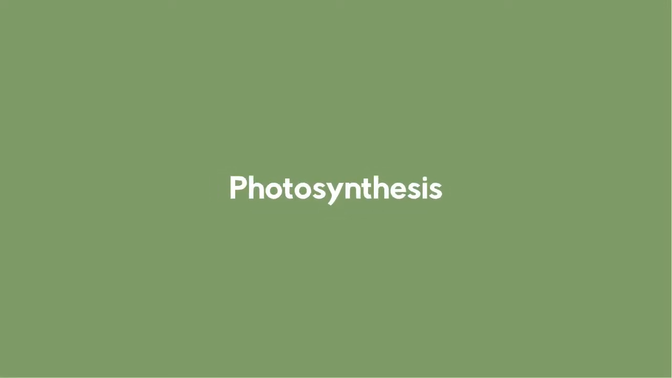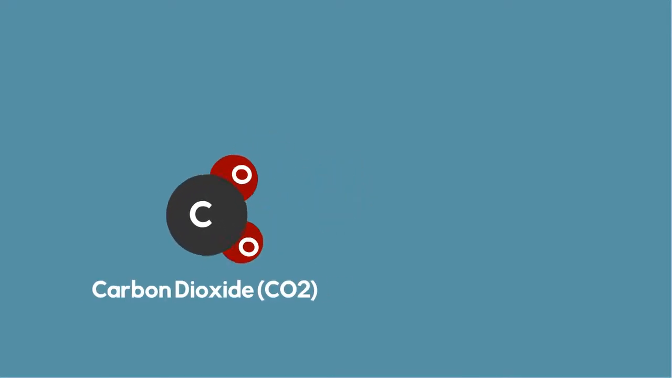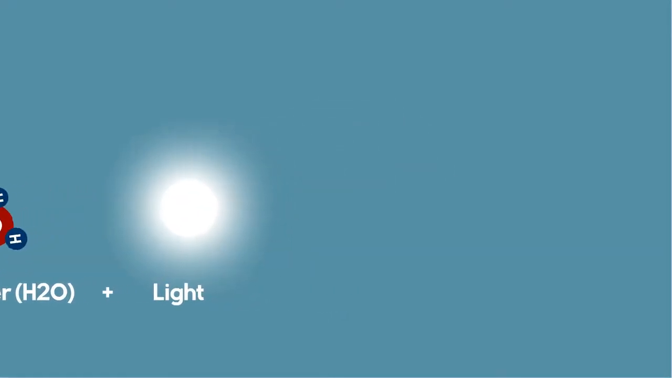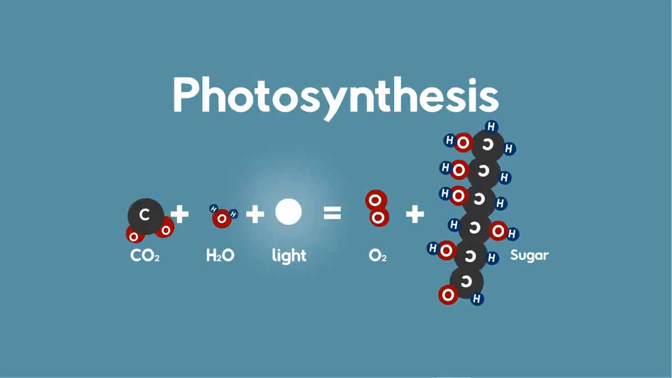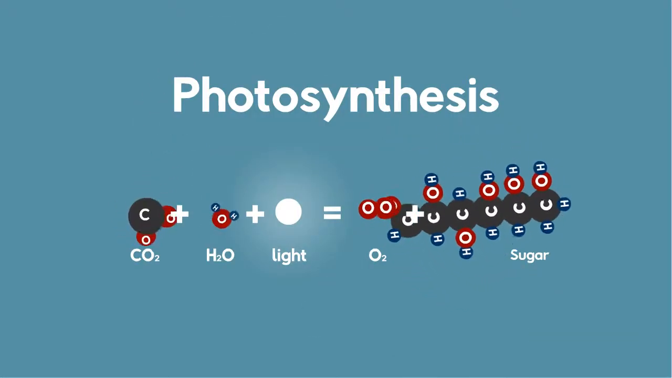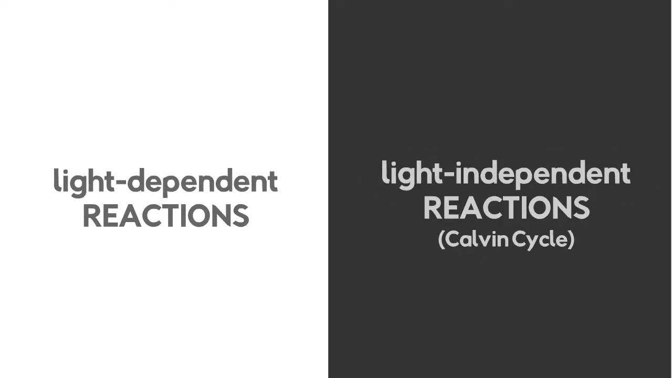Photosynthesis comes from the Greek word phos, which means light, and synthesis, which means putting together. In photosynthesis, plants use carbon dioxide, water, and light to make sugar and release oxygen as a byproduct. It occurs in two sequential stages, the light-dependent reactions and the light-independent reactions, or the Calvin cycle.